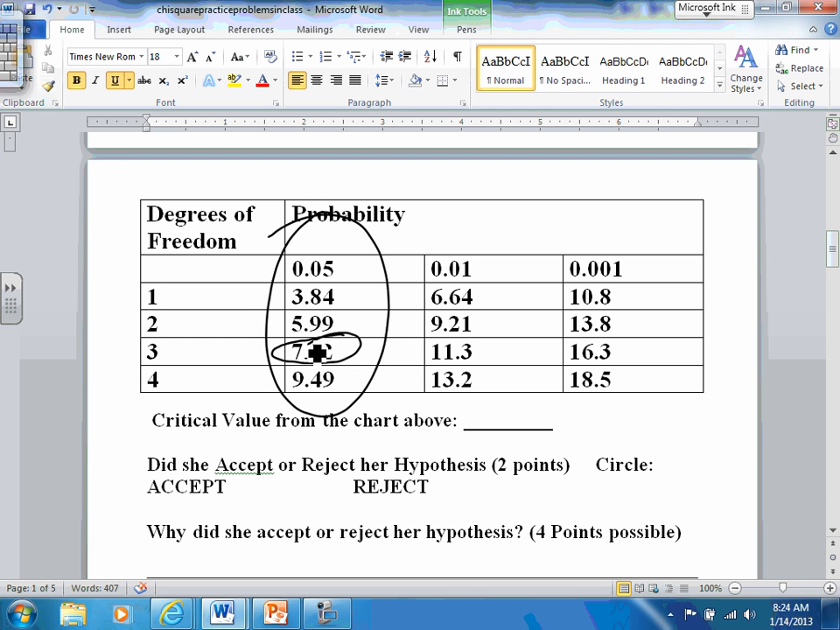The value we get from this table is called our what? When you read through that, what did it tell you we're looking for from the table? It's called the critical value. It's what you get from the table, the critical value. So our critical value is 7.82.